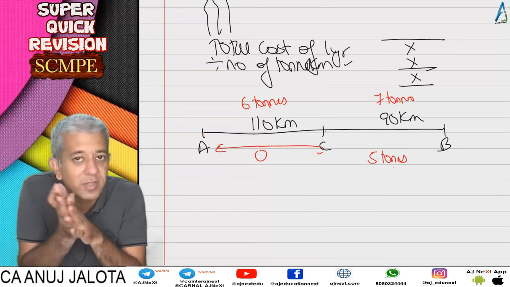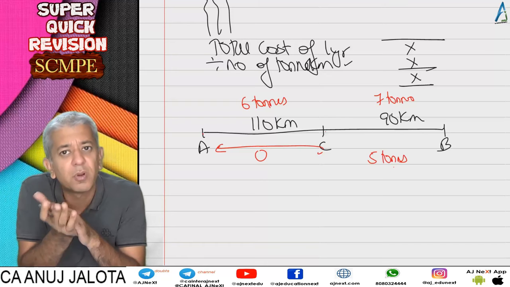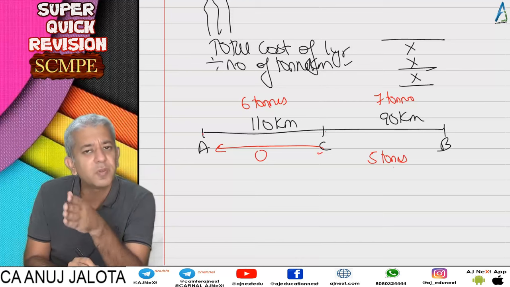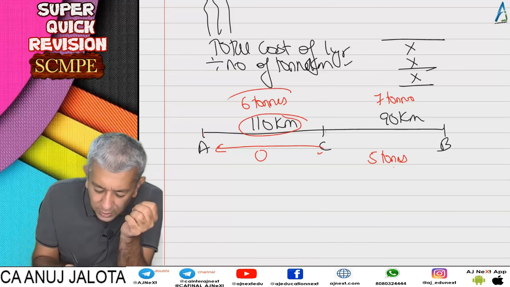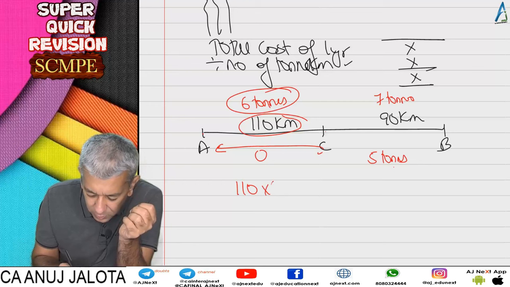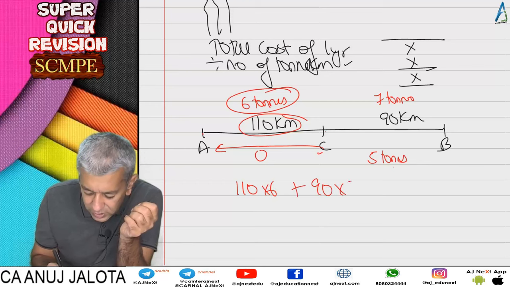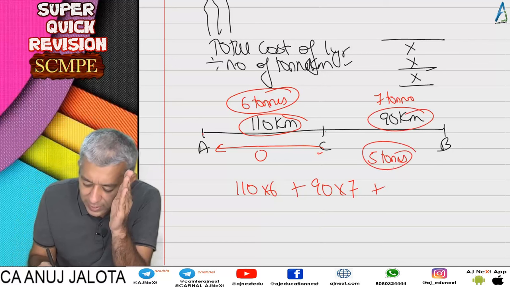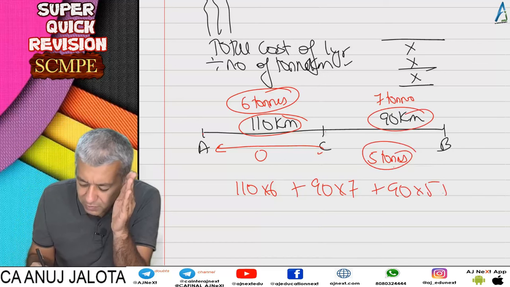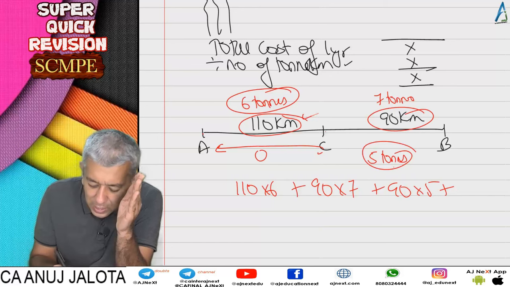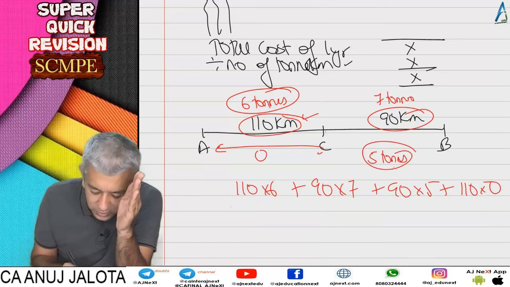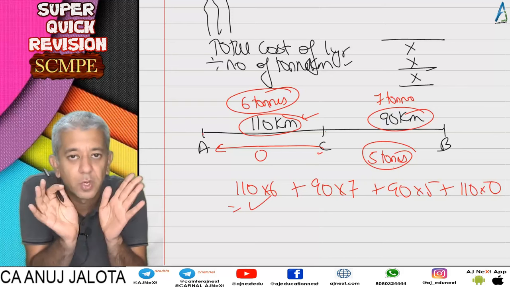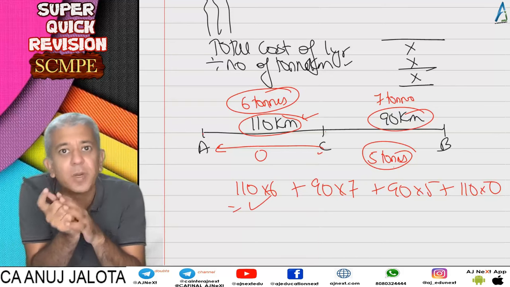Suppose we are given this particular data and we are asked to compute number of ton kilometers. Number of ton kilometers will be nothing but number of tons into number of kilometers. So, 110 into 6 plus 90 into 7. This will be number of ton kilometers going. Then number of ton kilometers coming will be 90 into 5. Plus, in this case, 110 into 0. This will be total number of ton kilometers one way and coming back. So this will be number of ton kilometers per round trip.